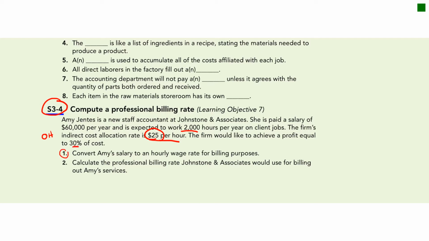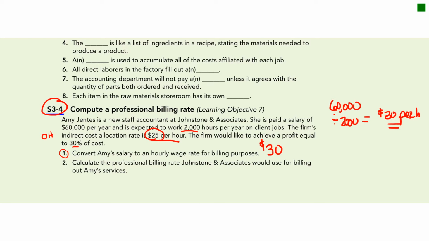All right, so number 1, it says convert Amy's salary to an hourly wage rate. So you'd have to take the $60,000 annual salary divided by the expected hours, which is 2,000. So that would put you right about $30 per hour. That's basically her labor rate. That would be part 1. So put $30 per hour.